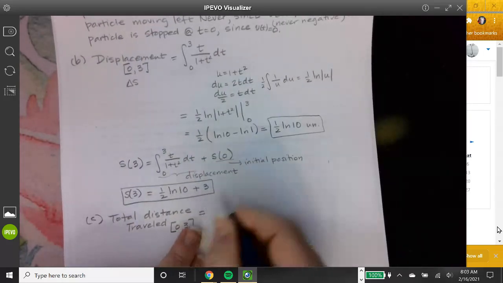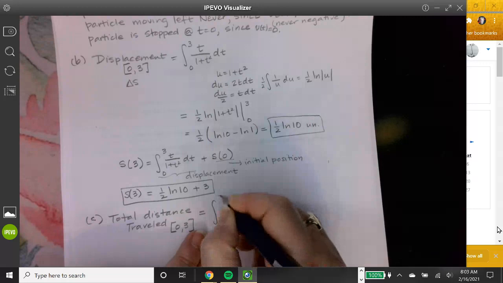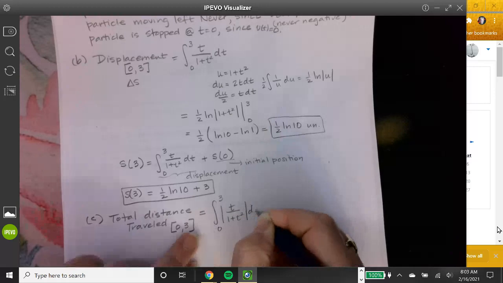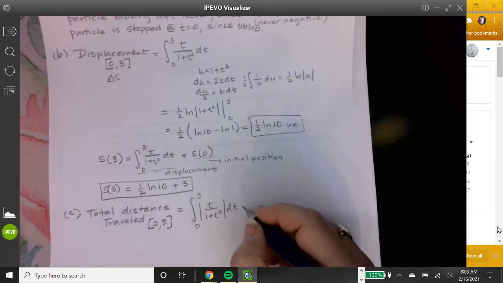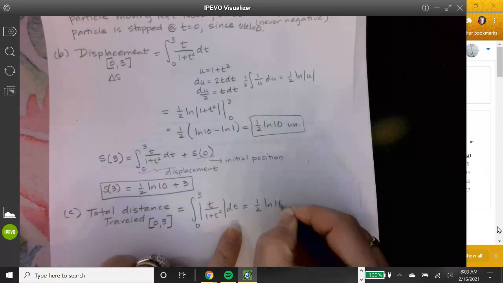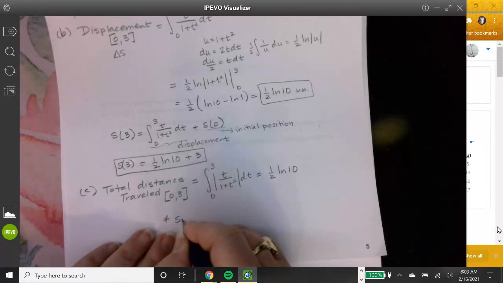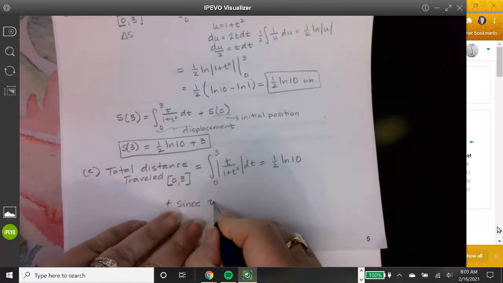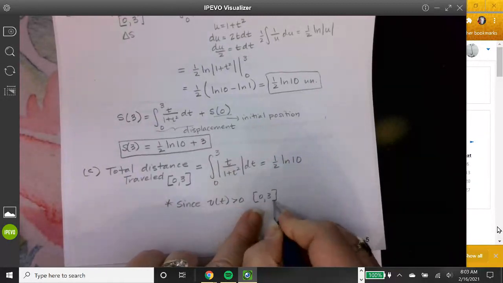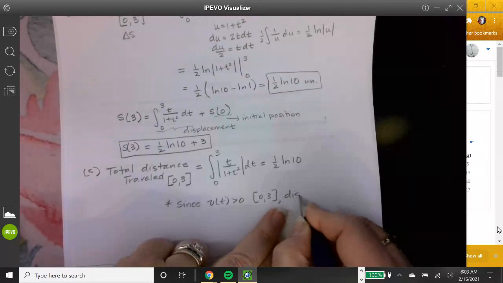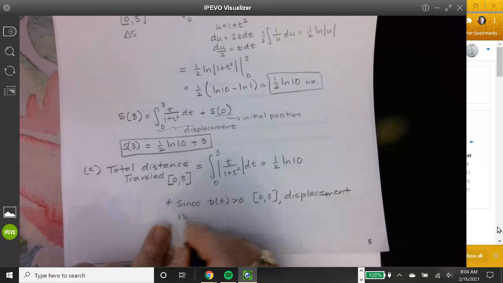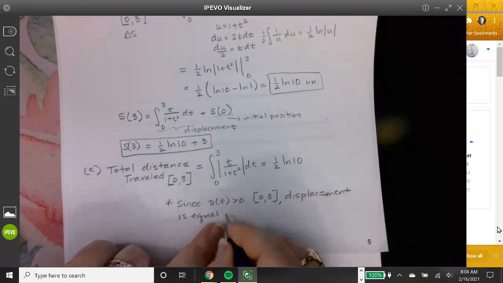So the total distance traveled is equal to the integral from 0 to 3. And you could put absolute value bars here if you want, but you don't have to because this integral is always positive. So we know that this is 1/2 natural log of 10, right? Because since v of t is always greater than 0, from 0 to 3, displacement is equal to the velocity. Is equal to total distance traveled.